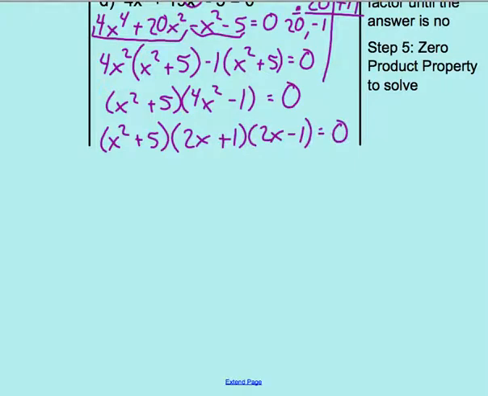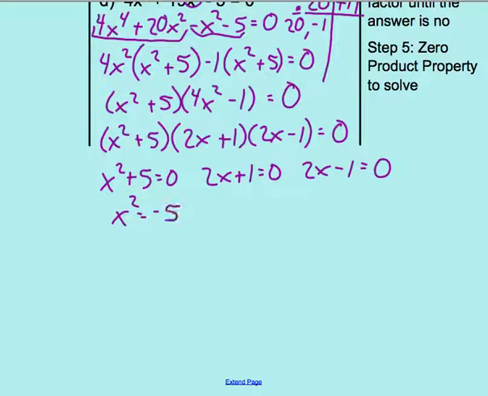And finally, use the zero product property. Set each term equal to 0 and solve. So x squared plus 5 equals 0, 2x plus 1 equals 0, and 2x minus 1 equals 0. First equation, I'm going to subtract 5 from both sides. And then when I take the square root, I've got the square root of -5. So I've got that imaginary number, I'm going to pull that out. And 5 doesn't have any perfect square factors, so we get x equals i times the square root of 5.